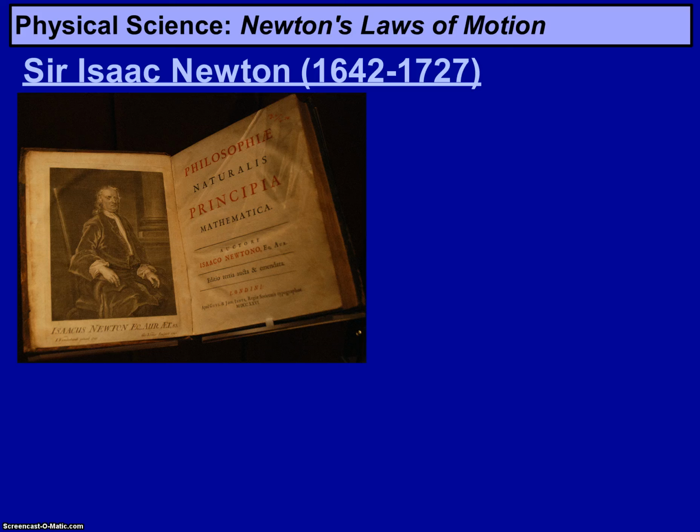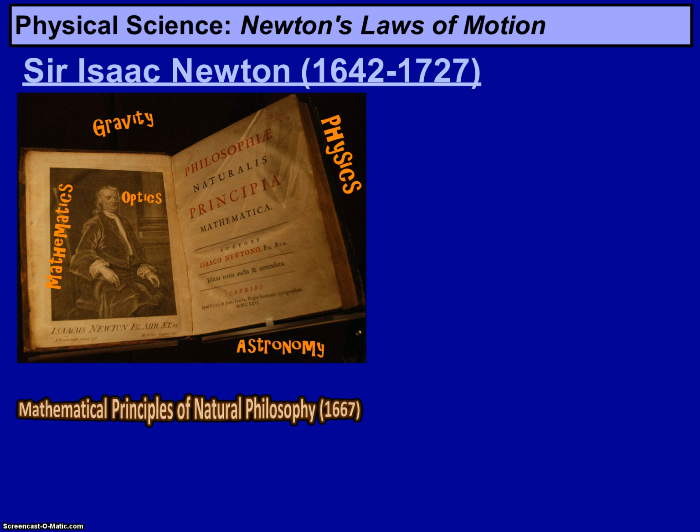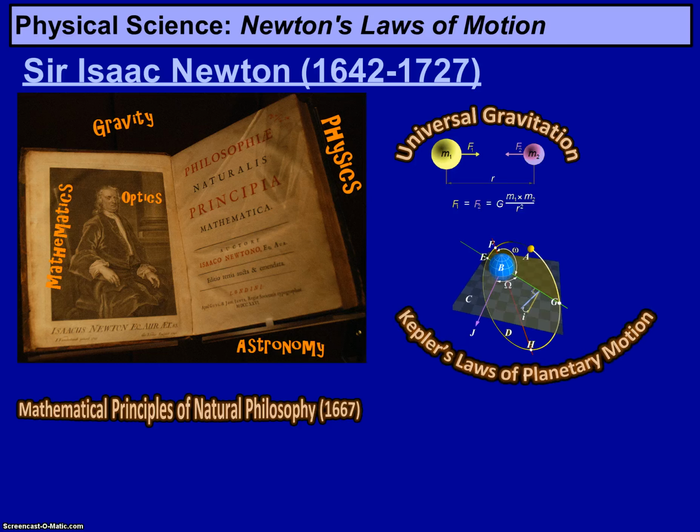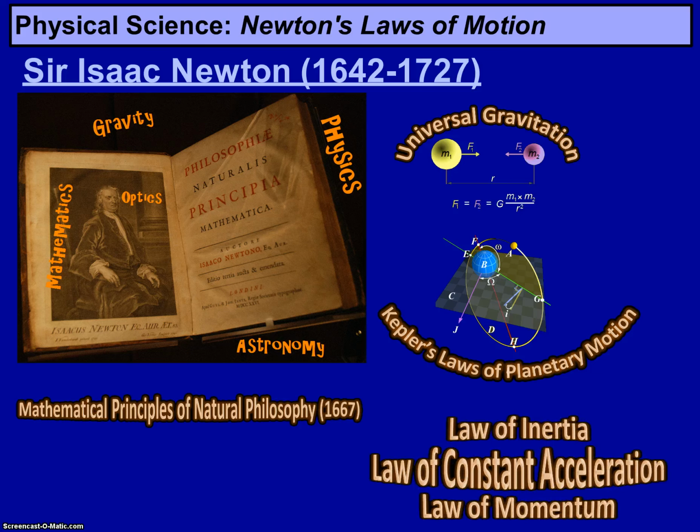Isaac Newton lived from 1642 to 1727. He was a mathematician. He was into optics, physics, astronomy, and gravity. Back in 1667, he wrote the book named Mathematical Principles of Natural Philosophy, and included in this book were his laws on universal gravitation, Kepler's laws of planetary motion, and the three laws we're discussing today: the law of inertia, the law of constant acceleration, and the law of momentum. Now would be a good time to pause.